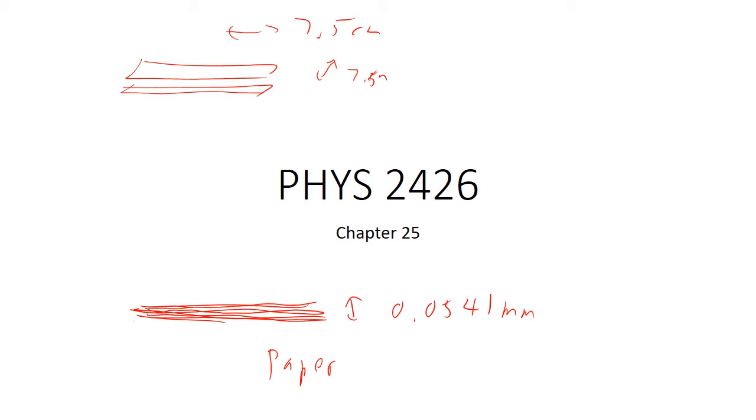I look up in the book and find the dielectric constant of paper is 3.5. And so I want to know, what is this capacitance right here? So the capacitance, we know, is kappa epsilon naught A over D. Well, it's square, so the area is going to be the length of each side squared, over D.